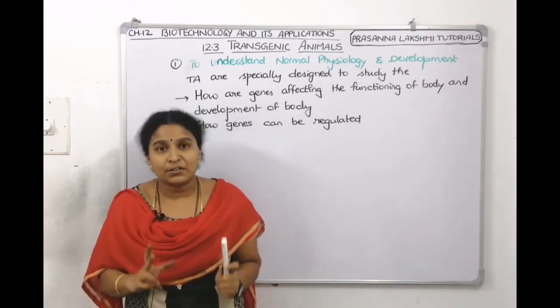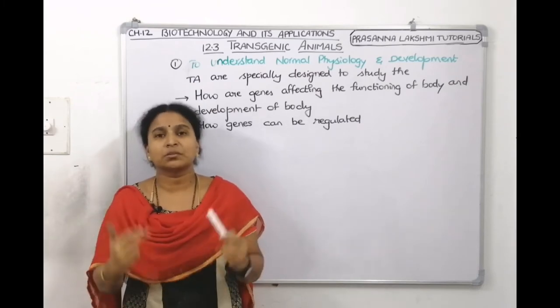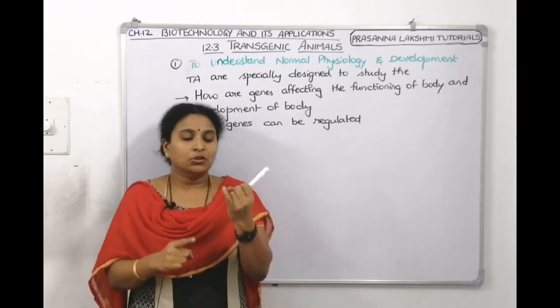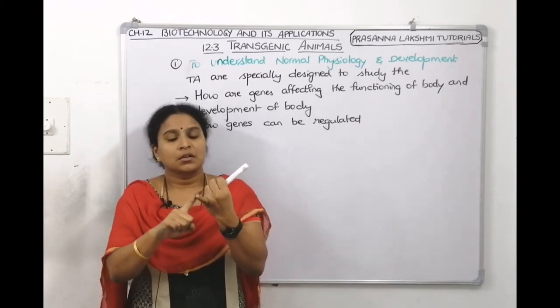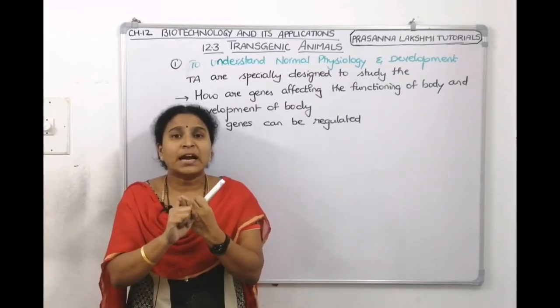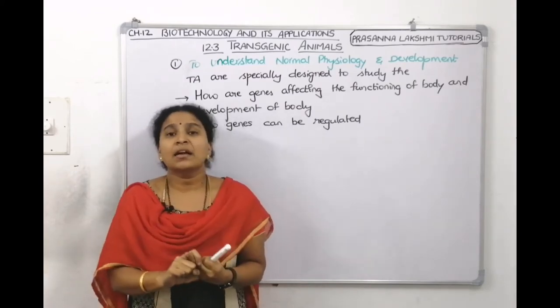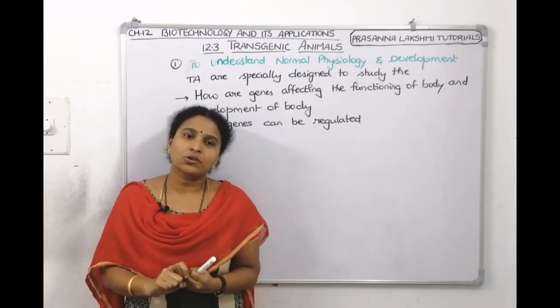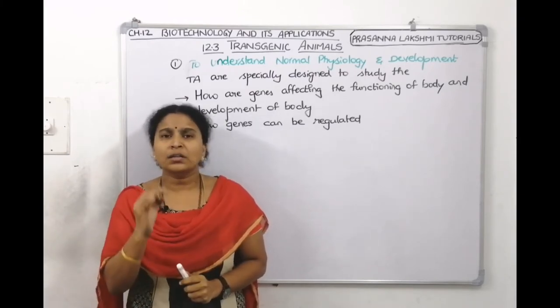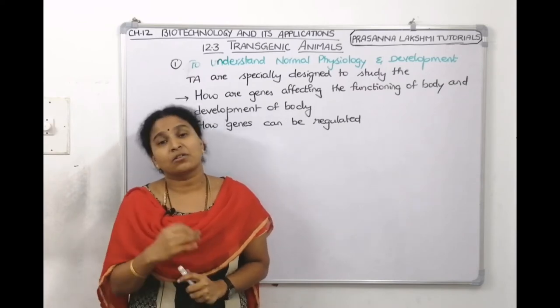They were able to tell the functions and developments of the system of the genes. Okay, so transgenic animals will help us to study the effect of genes, to study the role of the gene in body functioning, to study how genes can be regulated, and transgenic animals also help us to study the effect of complex factors. What is the role of complex factor in growth?